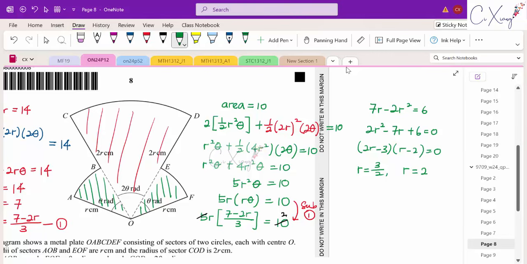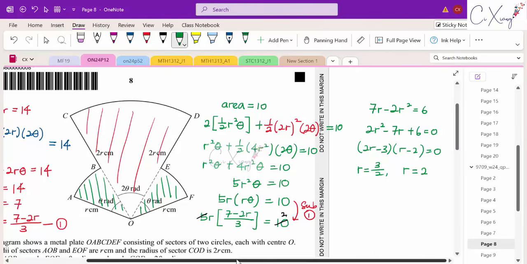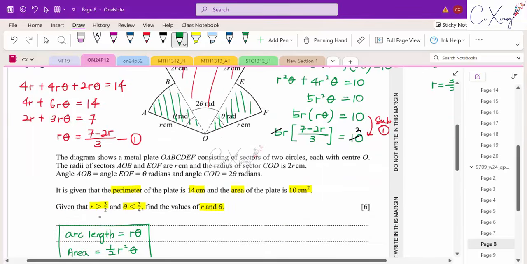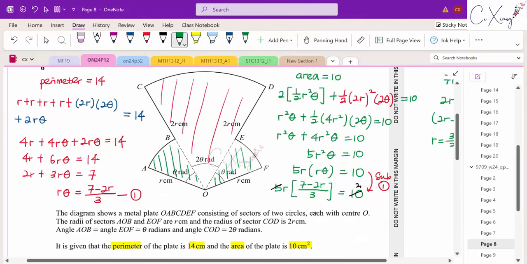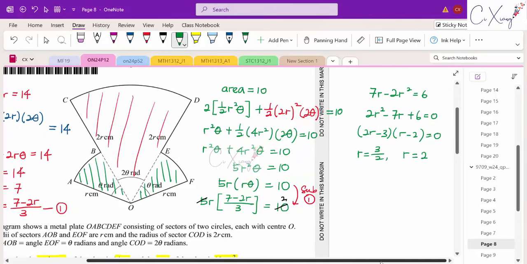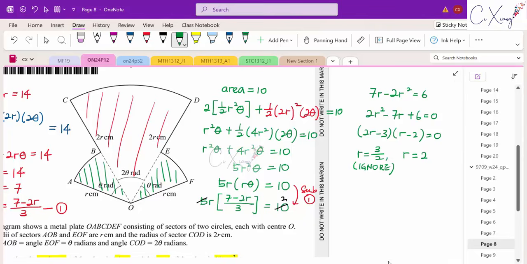But according to the question, they did mention just now that r must be more than 3 over 2. Therefore, r equals 3 over 2 should be ignored, should be neglected. So I am using the value r equals 2.